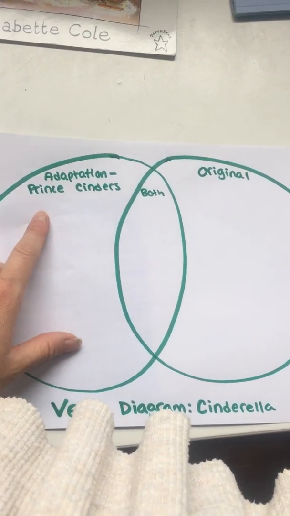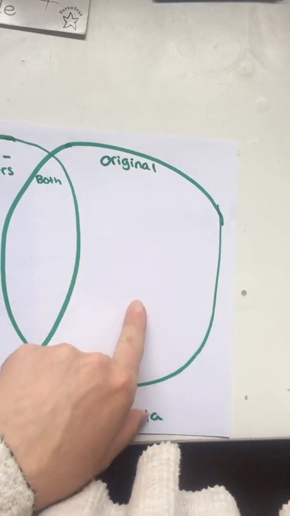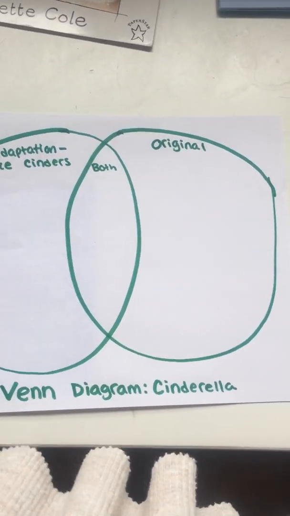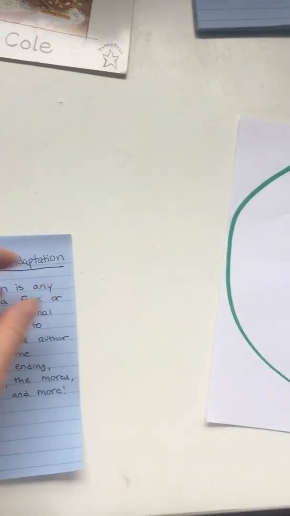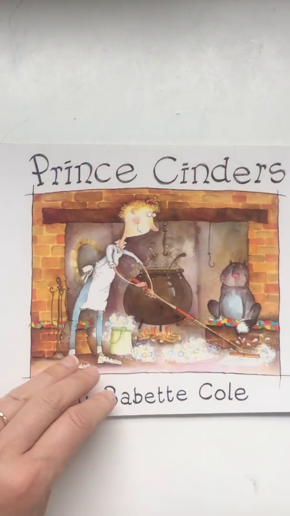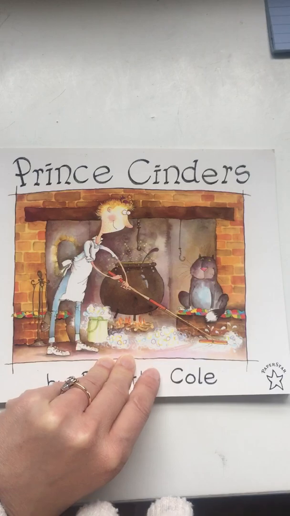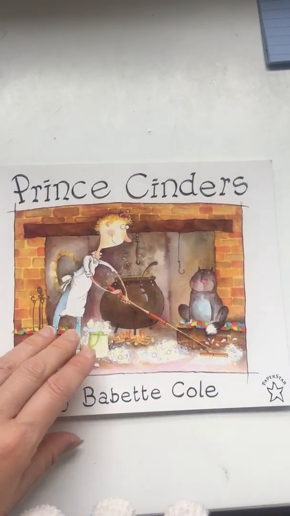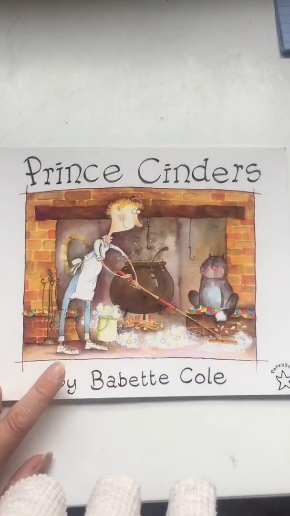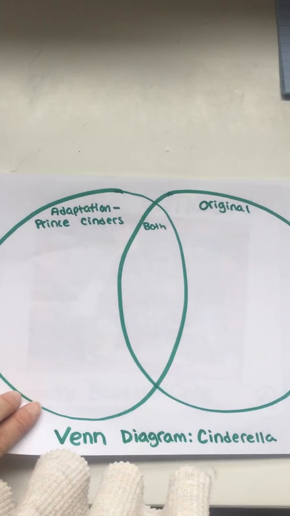So in this section, I'm only going to write down things that are true for the adaptation, and in this section, I'm only going to write down things that are true for the original version of Cinderella. Now, I know the original version of Cinderella pretty well, so I'm not going to need to review that story, but if you do need to review the classic version of the fairy tale that you read today, I have links for that in the lesson plans. So here's Prince Cinders. Remember, as I read, I'm going to be working on my Venn diagram.